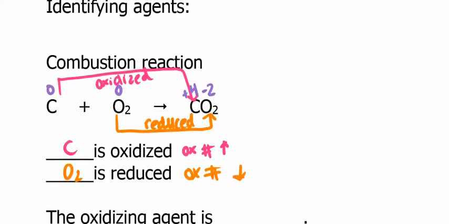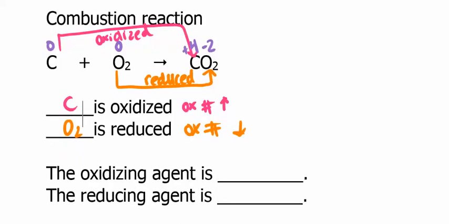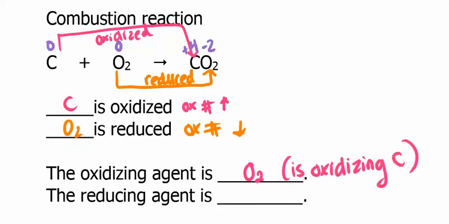Okay, now let's talk about it in terms of agents. When we say oxidizing agent, we're saying which reactant is oxidizing the other one. So in this case, it is oxygen, because it is doing the oxidizing of carbon. It's oxidizing carbon. So it kind of works out backwards: the oxidizing agent is the one that is being reduced. The reducing agent is the one that is being oxidized.